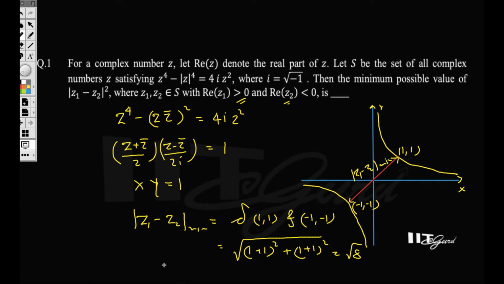is asking z1 minus z2 whole square. So z1 minus z2 minimum distance whole square means you have to find the minimum distance of this, that is 8. So 8 will be the correct answer finally. Fine. So let's go for another question. Question number 2.